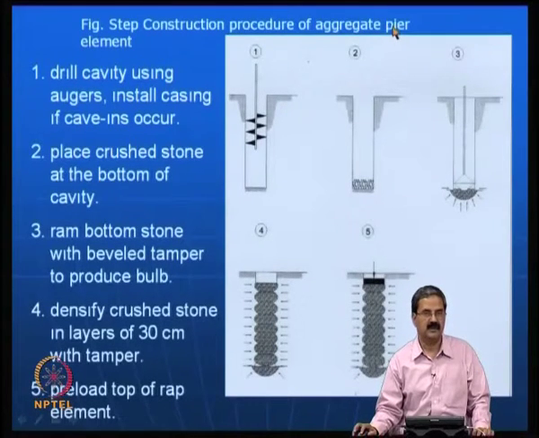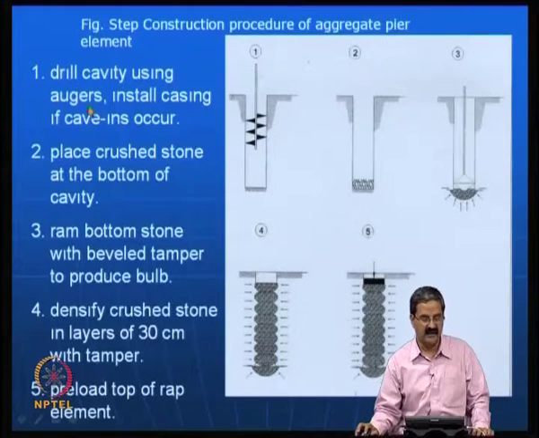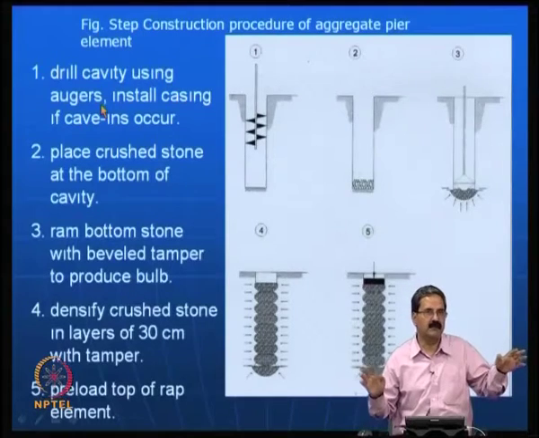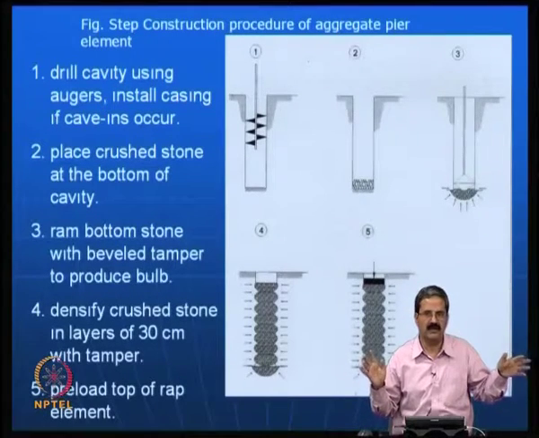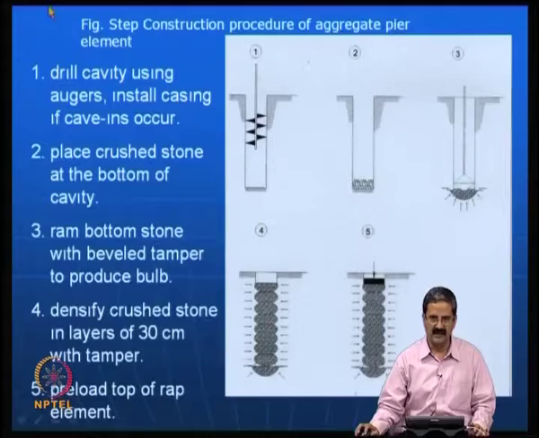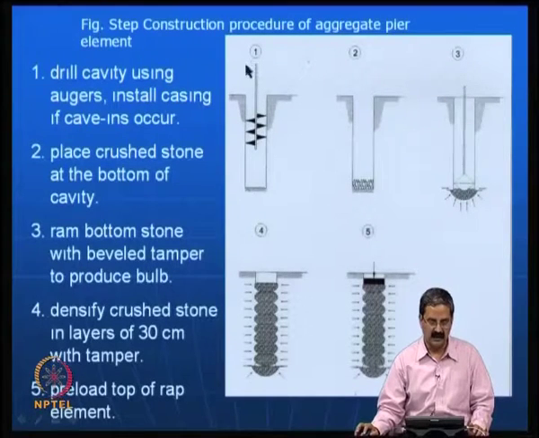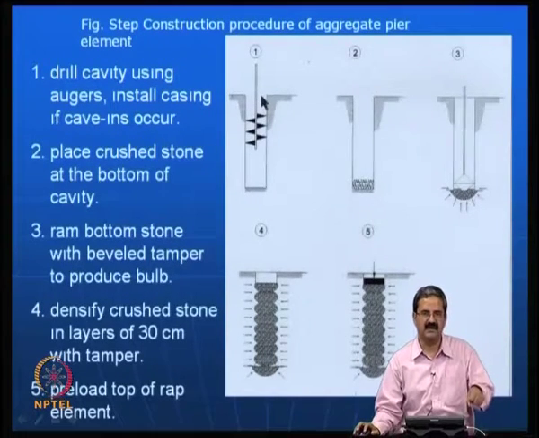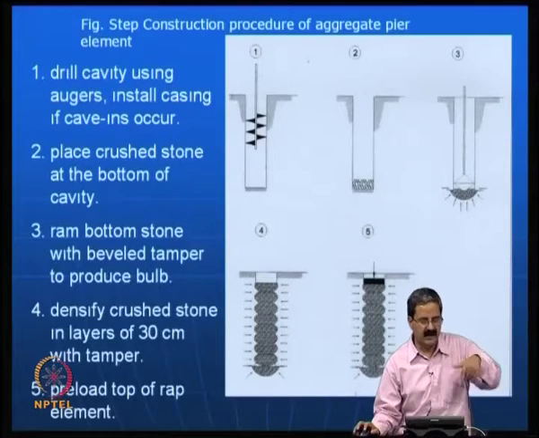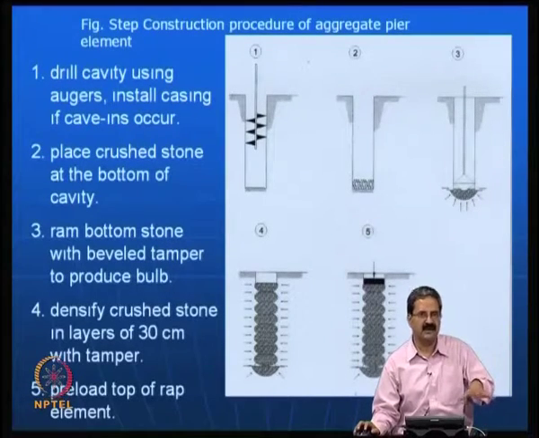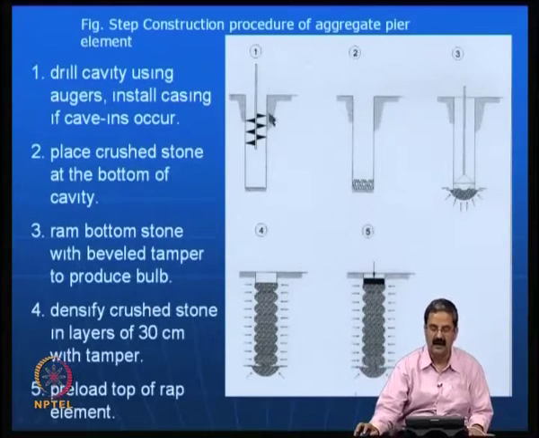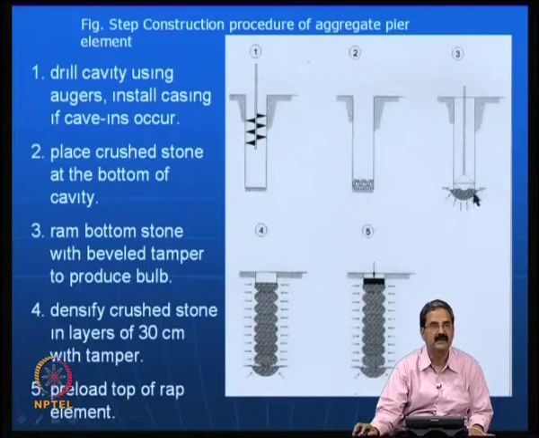Here it is called an aggregate pier. In this particular step, he is trying to create a cavity using an auger. I do not have a bigger machine here, since that is very complicated. What I do here is use a simple auger and install a casing. If caving occurs, it is a problem. So, if you make a cavity with the auger, put a casing immediately, some procedure should work out, and then start putting in the material and compacting.